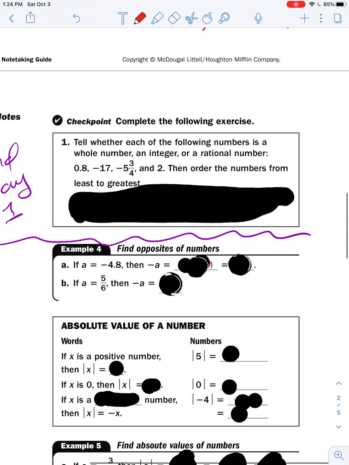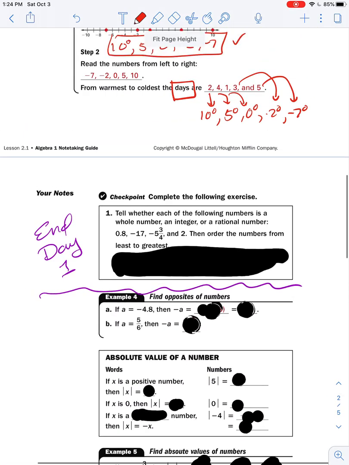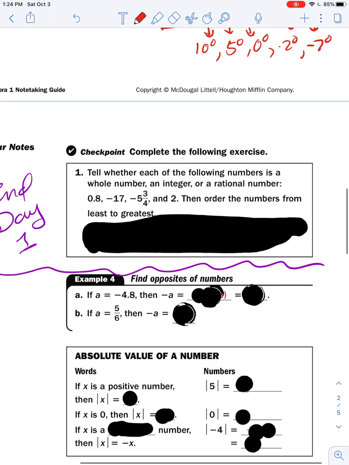All right, awesome. So this is actually kind of the end of day 1, because we're going to save the other stuff until tomorrow. So here we're just going to tell whether each of the following is a whole number. So we're revisiting that. Keep in mind, whole numbers means no fractions, no decimals, no negatives. Integers, still no fractions, no decimals, but now you can accept negatives. Or rational, which is taking all the whole numbers, all the integers, even fractions, and even some decimals, as long as they end or repeat.